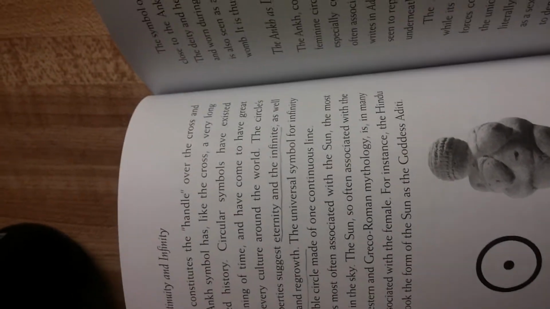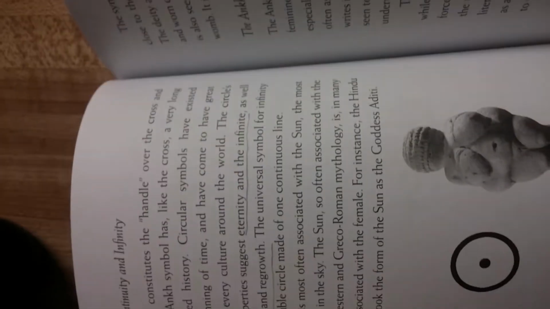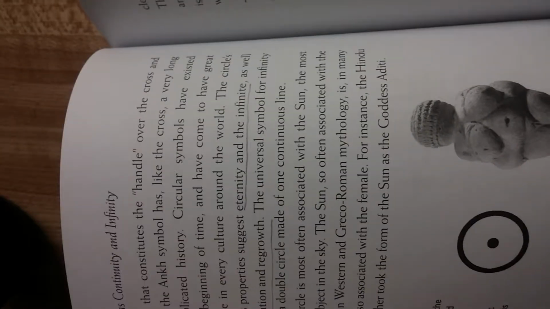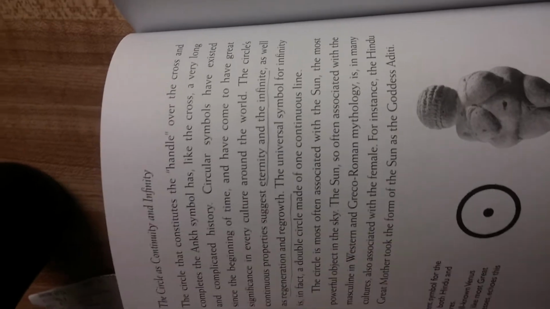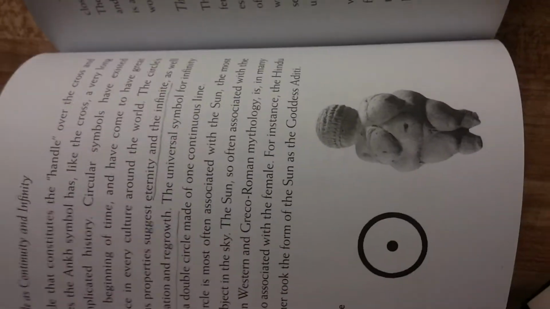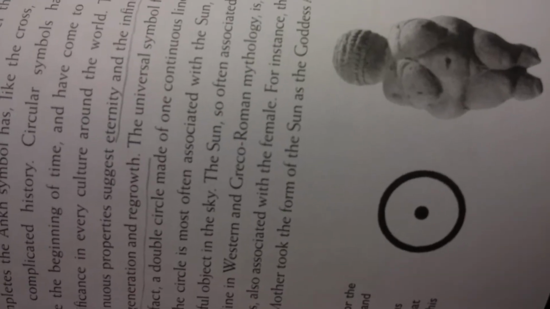As you see, I underlined right here: circular symbols have existed since the beginning of time and have come to have great significance in every culture around the world. The circle's continuous properties suggest eternity and the infinite, as well as regeneration and regrowth. The universal symbol for infinity is, in fact, a double circle of one continuous line. That circle with the dot in the middle is from the Hindu, and the lady on the right is known as the Venus of Willendorf. Like most great mother goddesses, she echoes this solar circle.